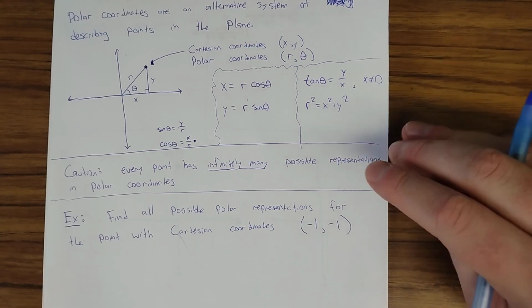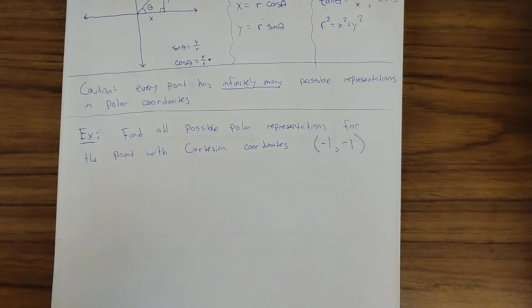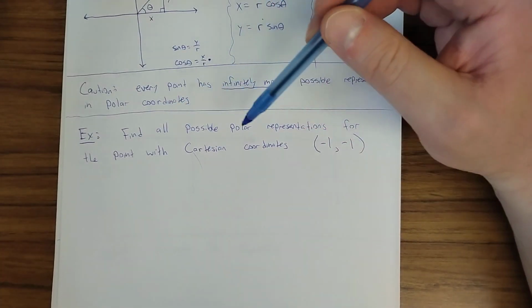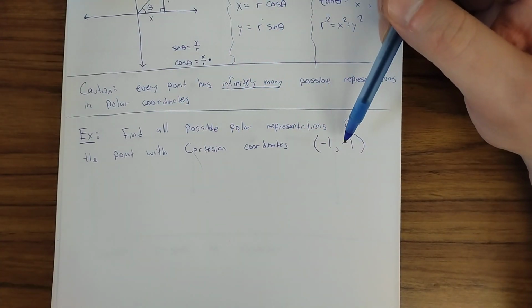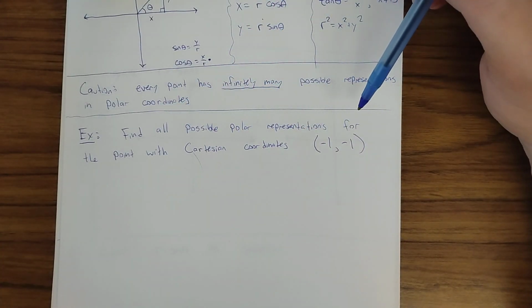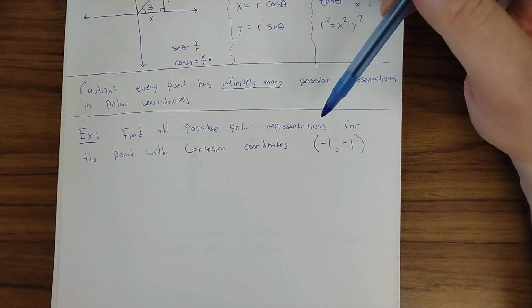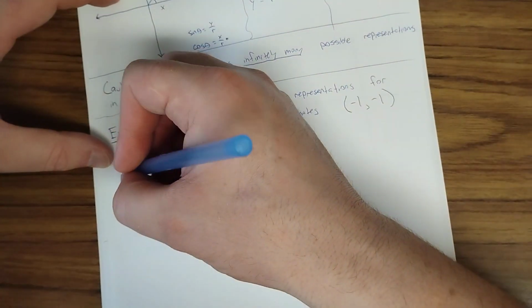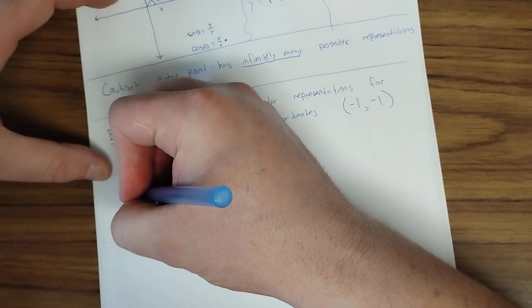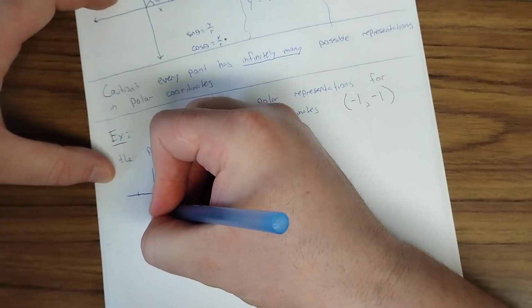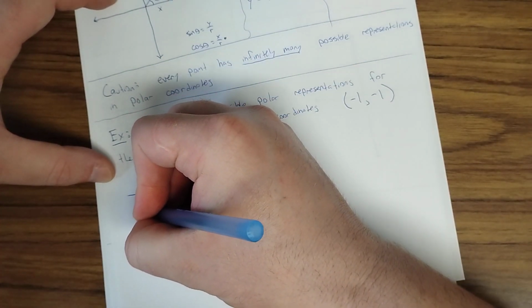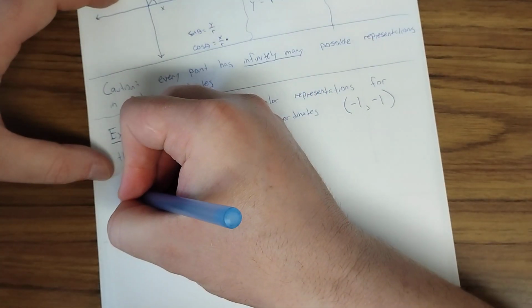So let's explore that, I guess. So here's a point whose Cartesian coordinates are given, and we're going to find all possible representations for this point. The picture is not strictly necessary, but let's draw it anyway.